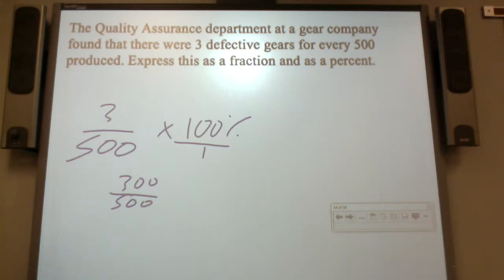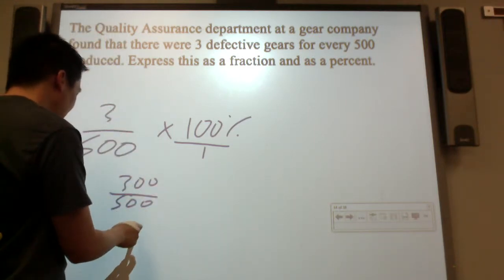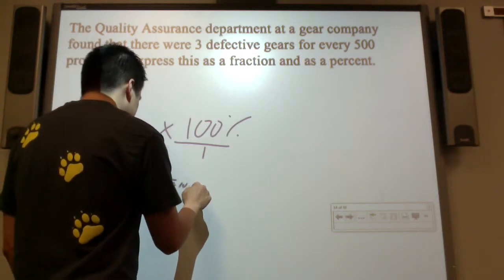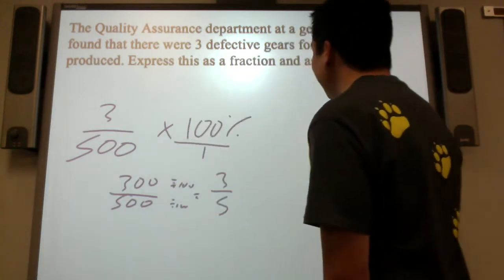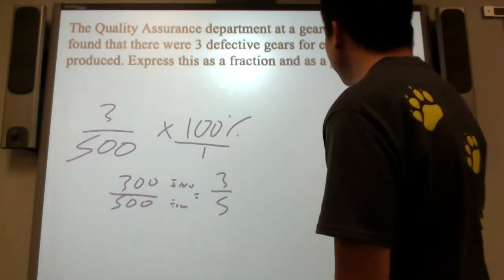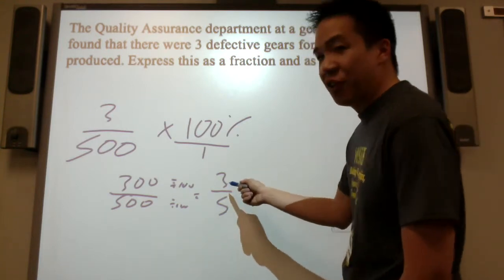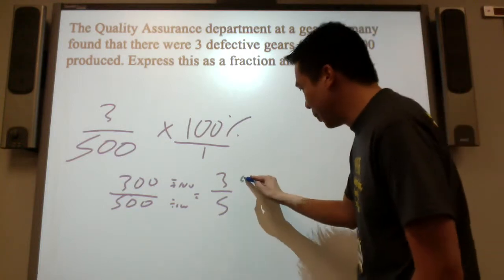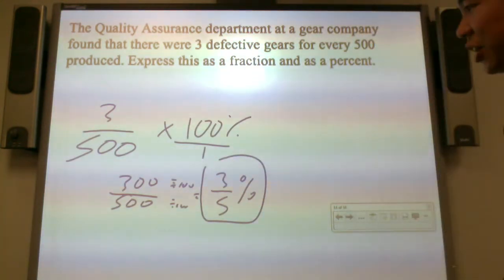Can you simplify this? I divide both numbers by 100. You get 3/5. So what is the decimal? Express this as a fraction and as a percent. So we could say it's 3/5%. But could we also turn this into a decimal? I mean, this could be the answer. So its value is 3/5%.